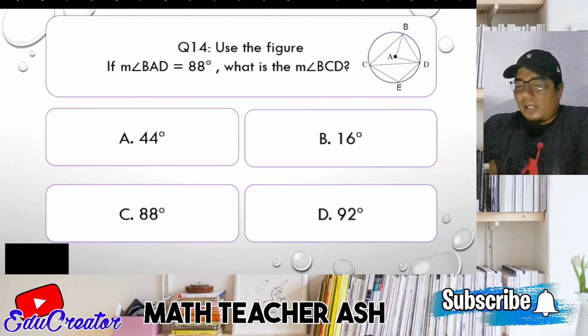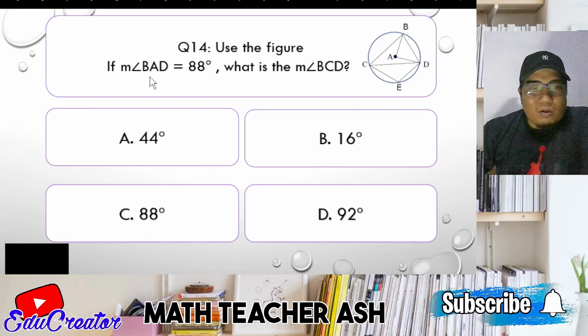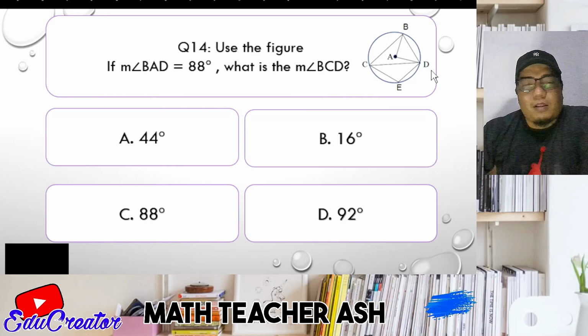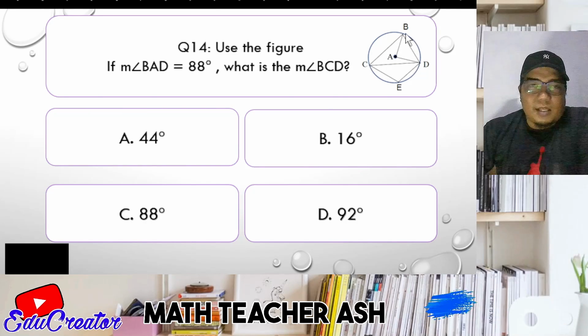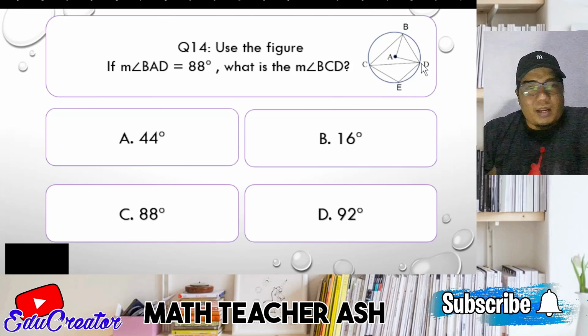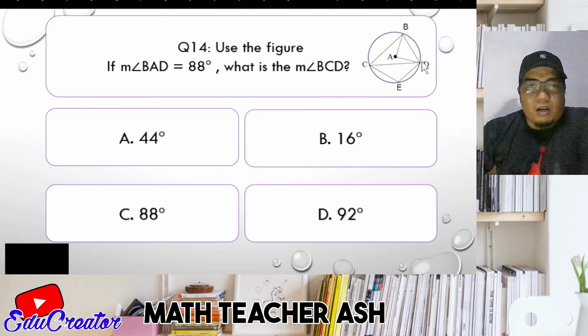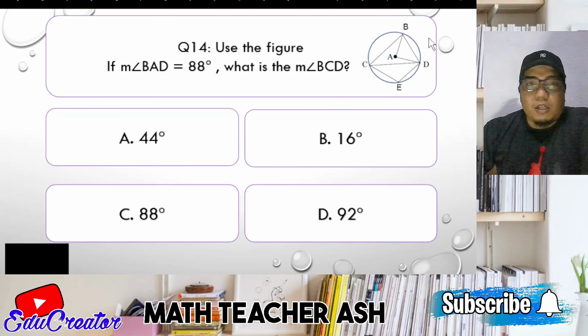Okay, math learners, napakadali ng question na ito. Given dito, the BAD, central angle, okay? Pero ang tinatanong yung inscribed angle, BCD. So if that is the case, my dear math learners, if this is the arc that is being shared by the central angle and the inscribed angle, remember the relationship kanina, the central angle is the same as the arc, right? So if BAD is 88, then the intercepted arc is also 88.